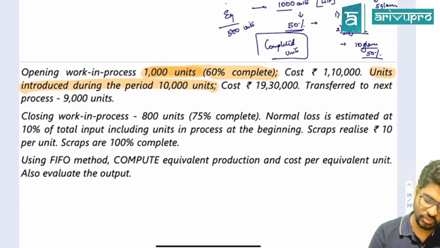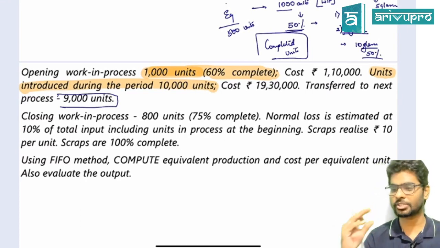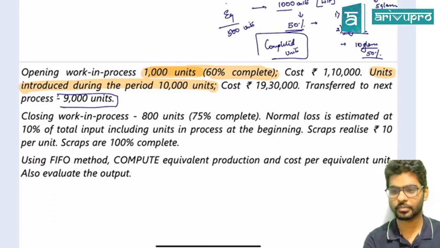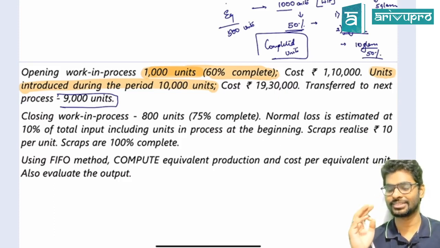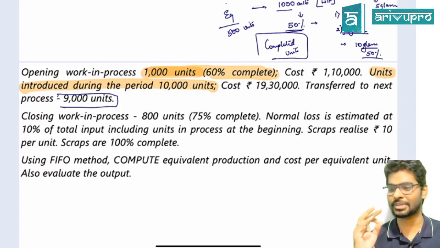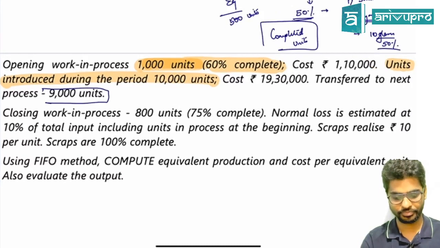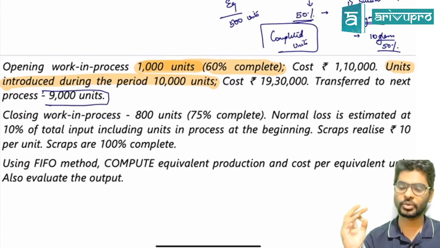They are saying transfer to the next process 9,000 units. What does this mean? When will you transfer to the next process? You will be transferring it to the next process only when it is completed. Are you clear? That's not closing stock. Transfer to the next process is my finished goods, because I told you finished goods of each process becomes an input for the next process. Are you guys clear? So transfer to the next process is how many units? 9,000 units, right? That means 9,000 units are completed.